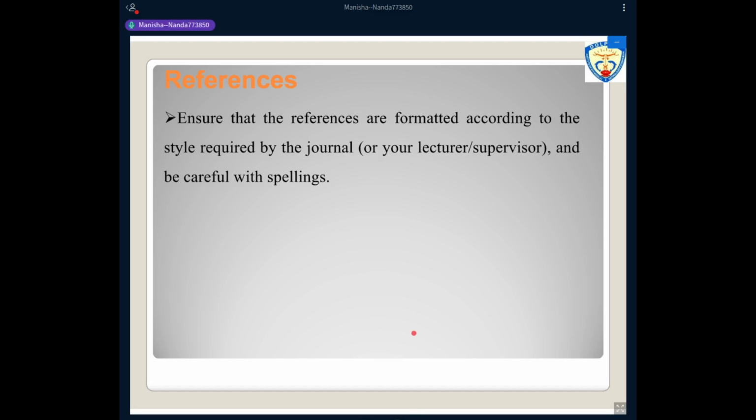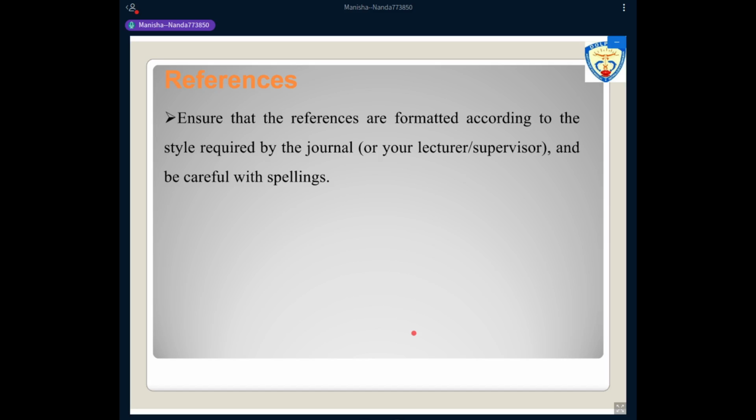Ensure that references are formatted according to the style required by the journal, if you are submitting a paper, or your lecturer or supervisor or university in which you are going to submit your writing. And be careful with spellings. It occurs with the names of the authors. Sometimes they belong to a different country where it is very difficult to pronounce or spell those names. So you must always check that they are clearly mentioned. Otherwise, they will not match and it will go as a false reference.